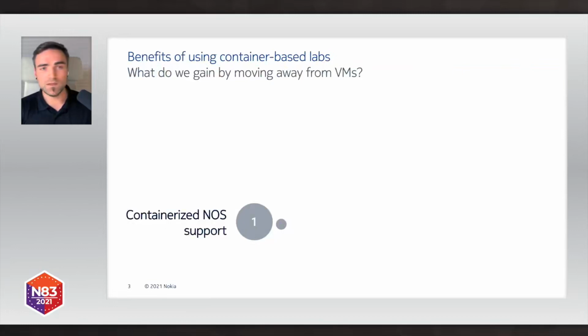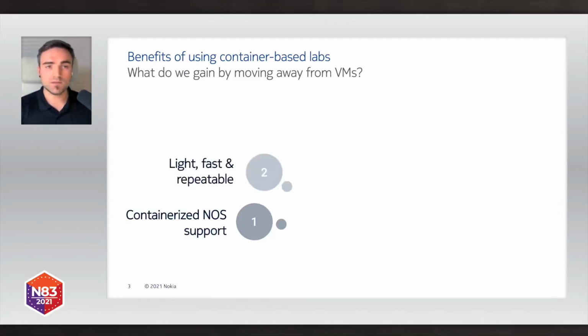Now, what do we gain by moving away from VMs? Because I mentioned that weak VM support was a downside of those three solutions. And when we move from VMs to containers, we, of course, essentially have containerized NOS support. And if you think that containerized network operating systems are something that doesn't really exist, it's not that true. For example, we currently have a few network operating systems which are packaged in a container format, such as Nokia SR Linux, Arista cEOS, Juniper cRPD, and more will come. So having containerized NOS support from the ground up is really important.